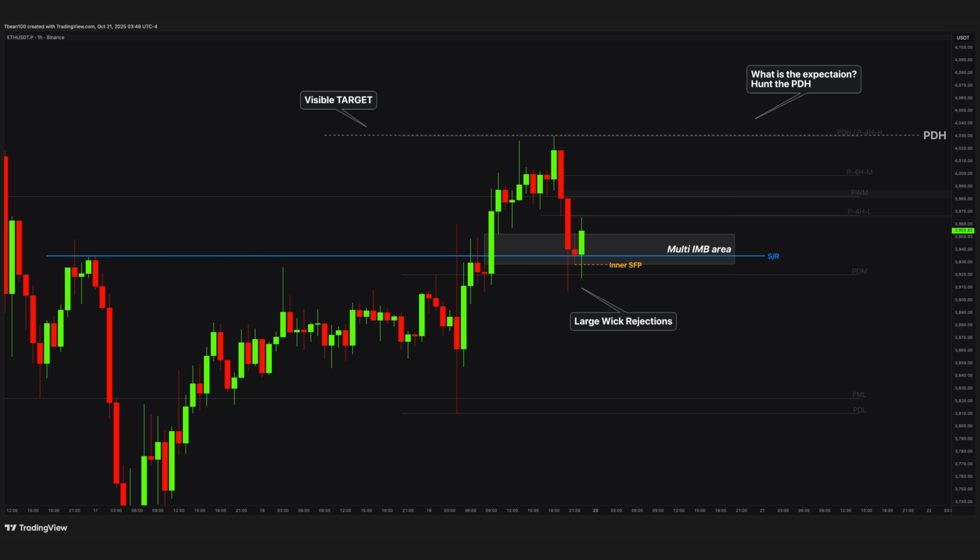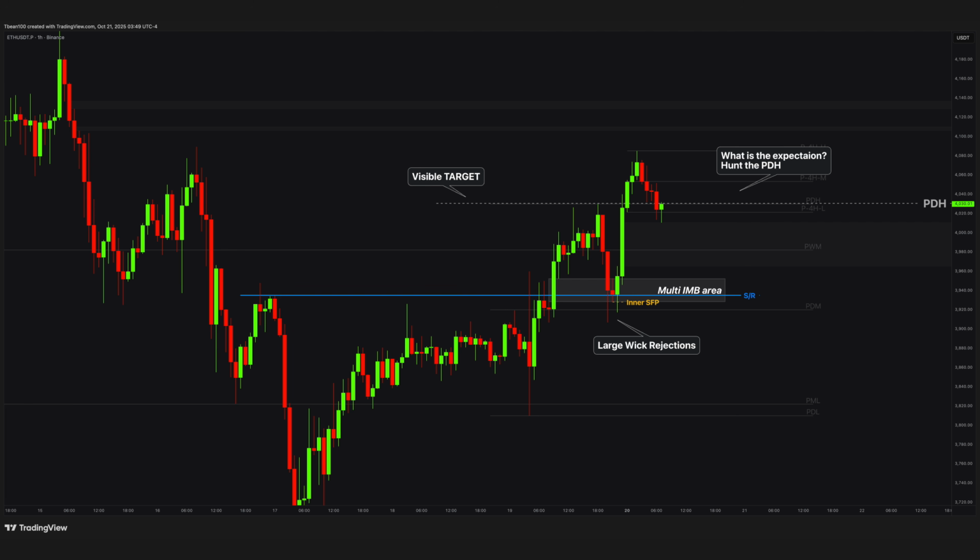The expectation is simple. From our entry area, we should rally towards our target, the PDH area, the previous day high. As you can see, this is not a complicated analysis at all. It is actually a very simple method to find out bias and a trade direction. Okay, we have taken out the previous day's high, which is great.